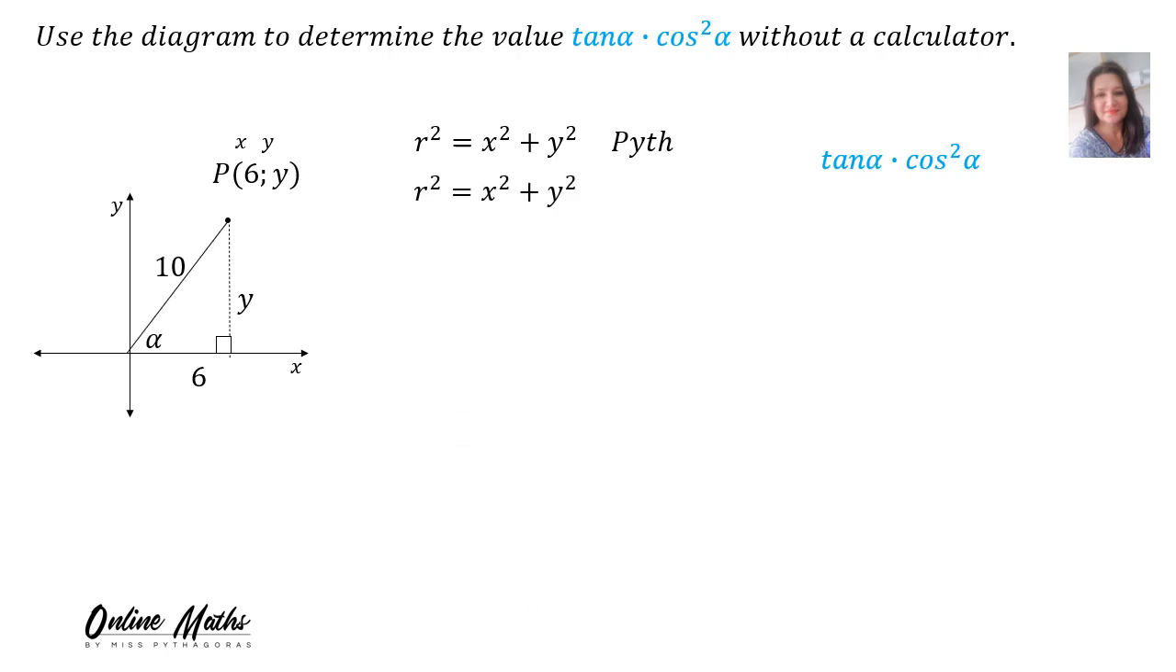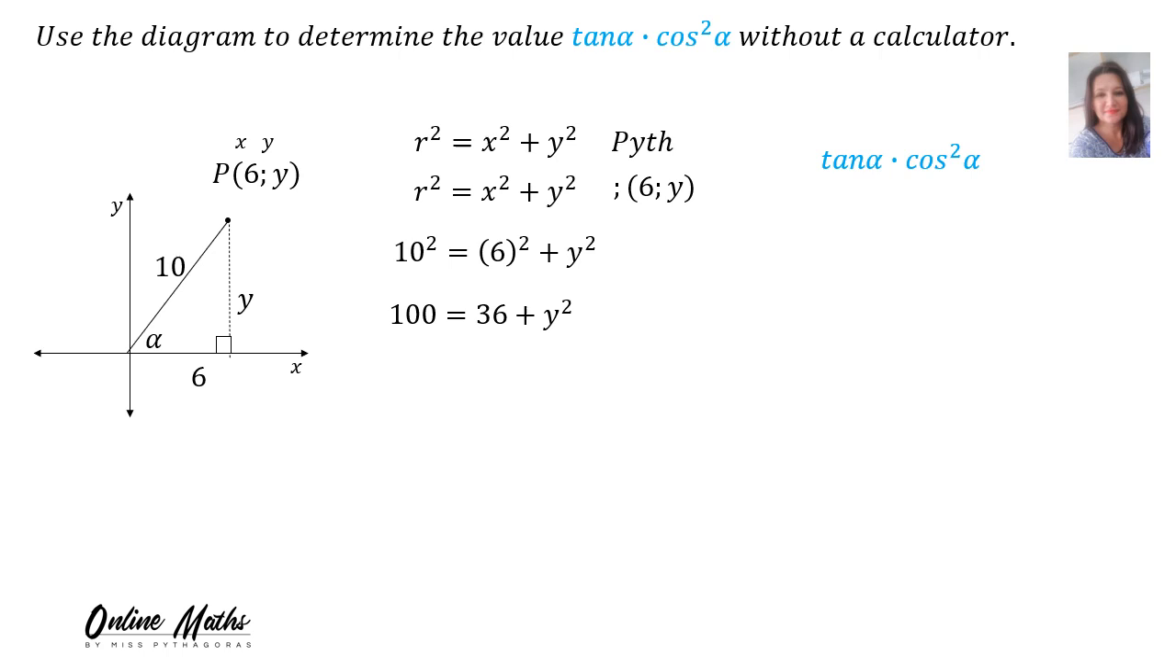Then r squared is equal to x squared plus y squared. In x's place we will substitute the 6, and in r's place we will substitute 10. Therefore it's 10 squared equals 6 squared plus y squared. 10 squared is 100 equals 6 squared is 36 plus y squared.